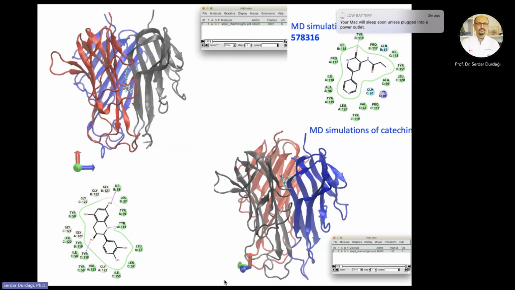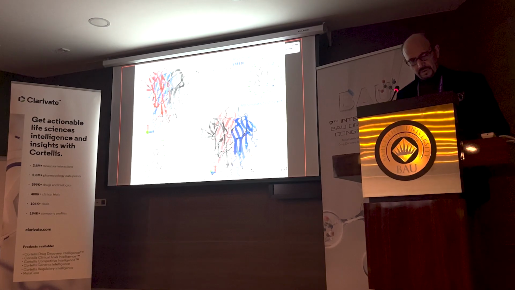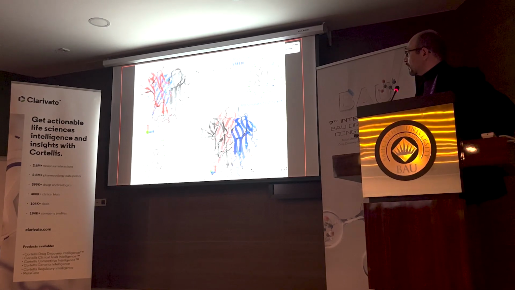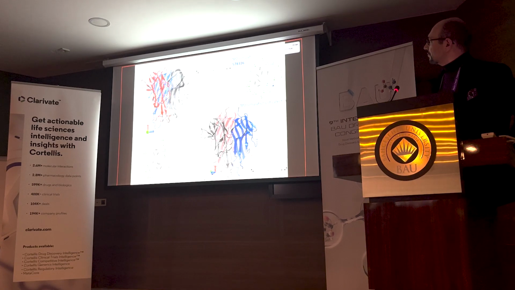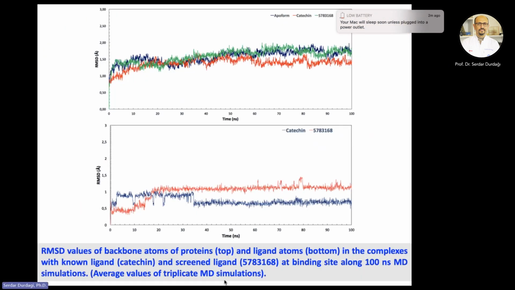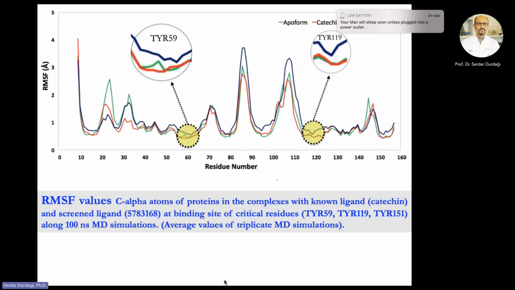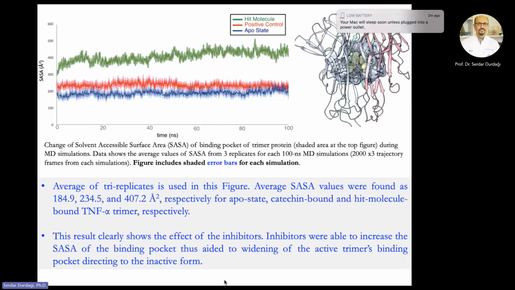And then we checked the volume distribution, so how our identified molecule and the known molecule affect the binding cavity size. This is the binding cavity. Yes, here we can see the RMSD, and also we checked the volume. Volume is like this.